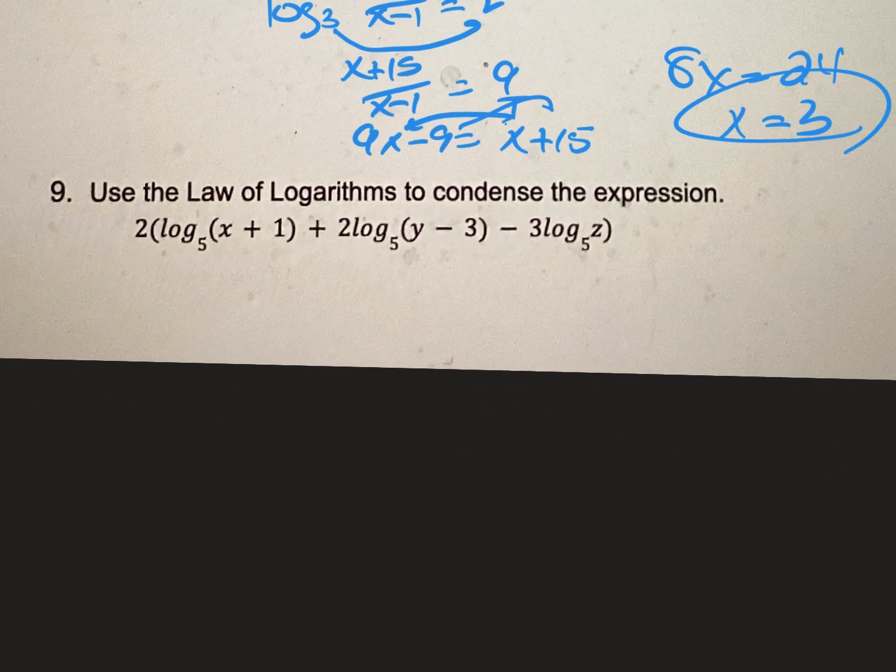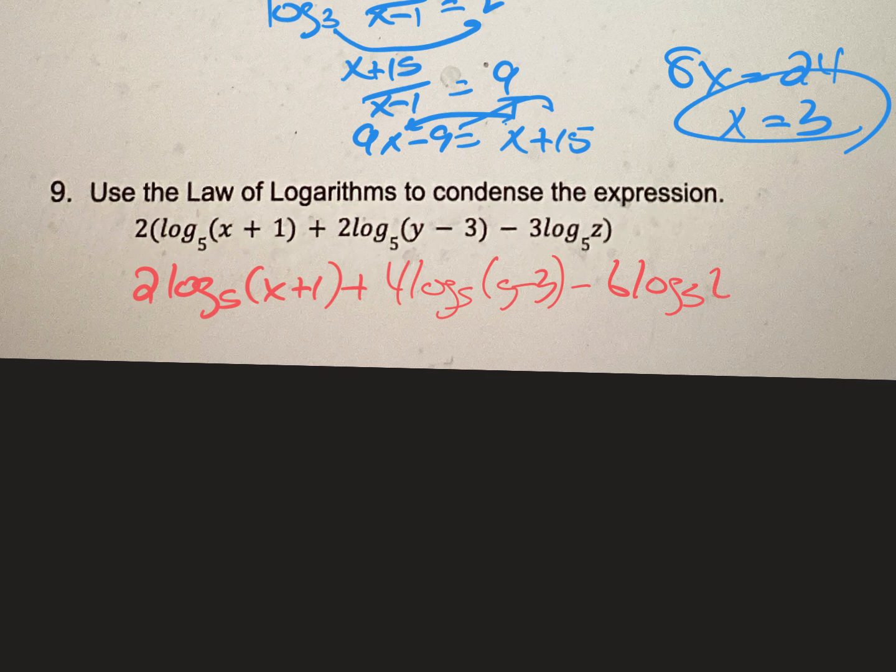Number 9, we're getting good at this now. Come on, let's go. We got this time. The 2, let's distribute the 2 right off the top. So I got 2 times that, I got 4 times this, and I've got 6 times that. Now, those numbers represent the exponents, so it's really log base 5 of x plus 1 squared, plus log base 5 of y minus 3 to the 5th, and then log base 5 of z to the 6th.